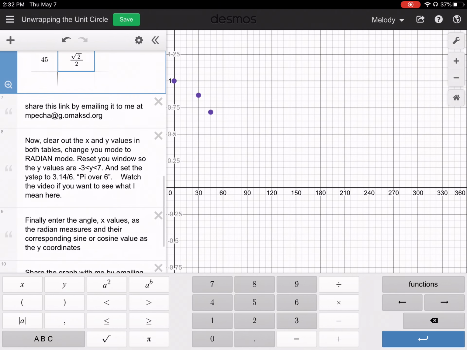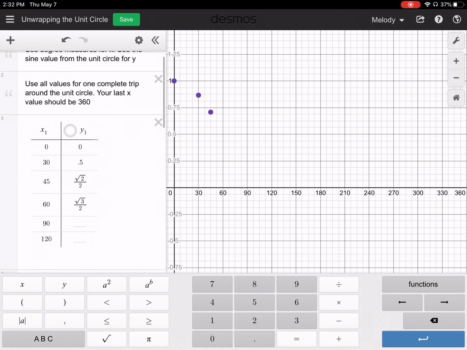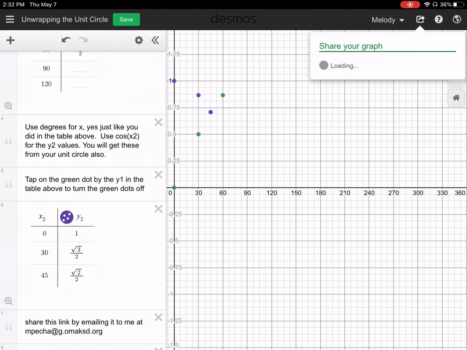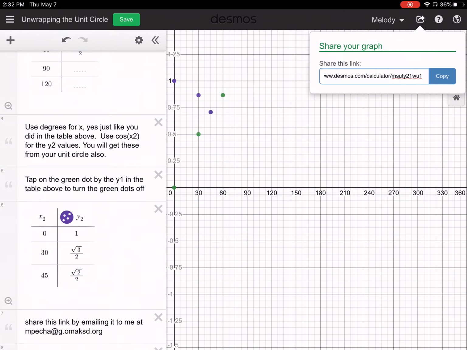So after you've done that, you're going to share your link with me. To share the link, after you have all the dots on there, you're going to come back up, turn back on the first graph, and it's going to have dots all the way across the screen. You're going to go up here in the top right-hand corner and click on this rectangle with the little share arrow. You're going to get a link, you're going to copy that link, and then you're going to email it to me. Then, that's phase 1.